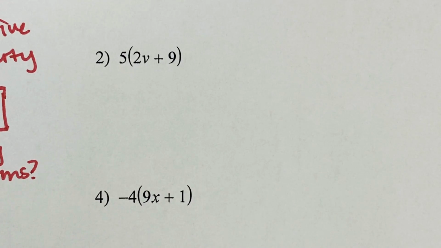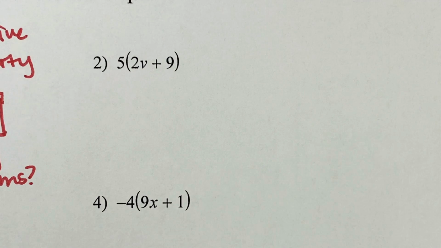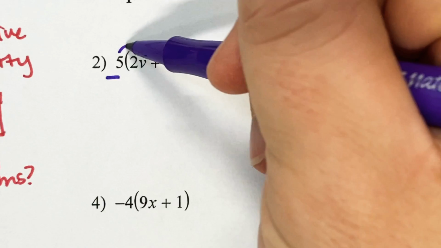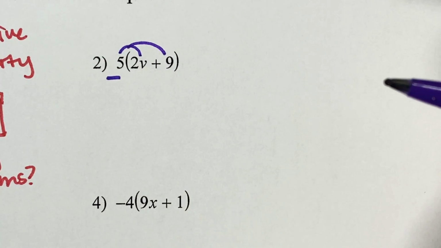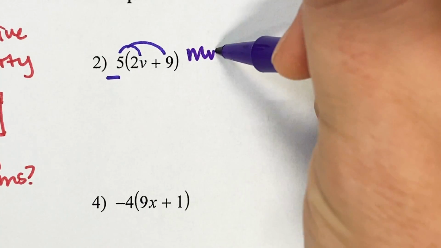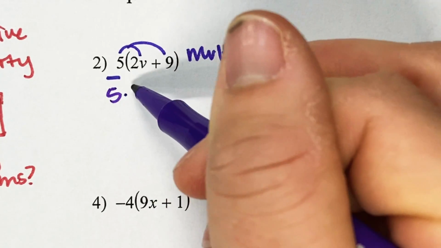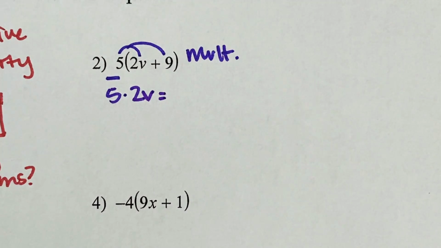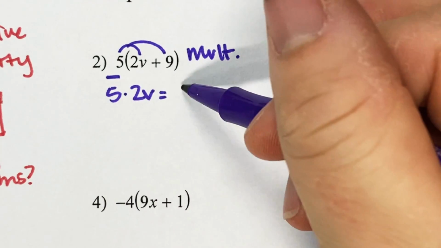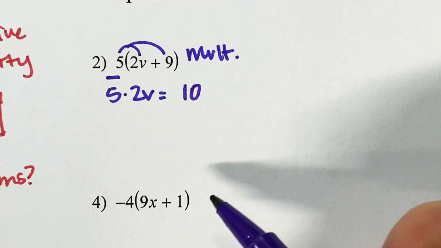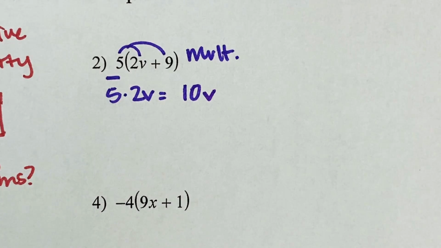Okay, so number 2, what is the number that's right in front of the parentheses that wants to distribute inside? Okay, it's going to be +5. Okay, so that +5 wants to distribute in. And what are we actually doing when we distribute? We're multiplying. Okay, so we have 5 times 2v, our first term. Okay, what is that going to give me? 5 times 2v. 5 times 2 is going to give me 10. And there was 1v that was being multiplied, so 10v.